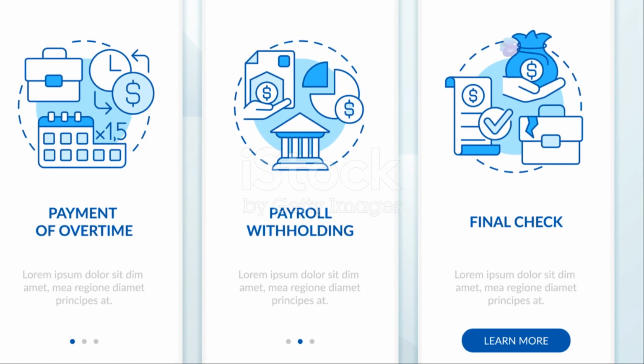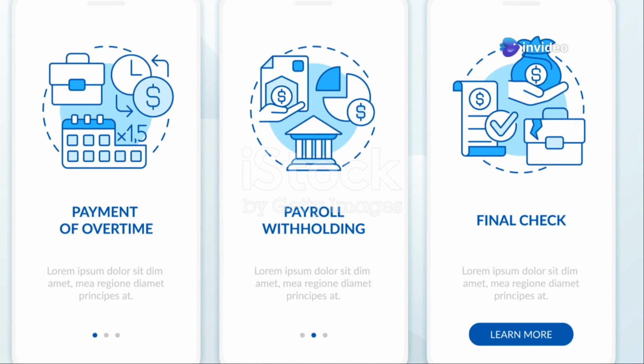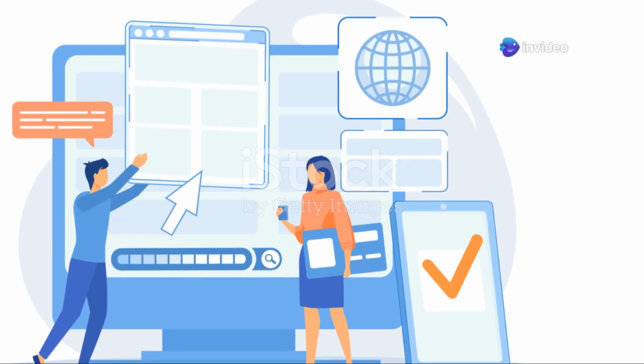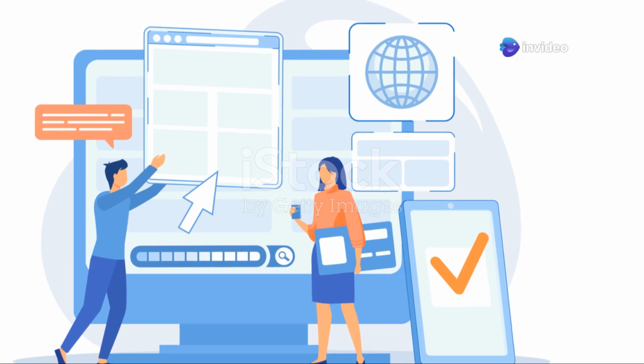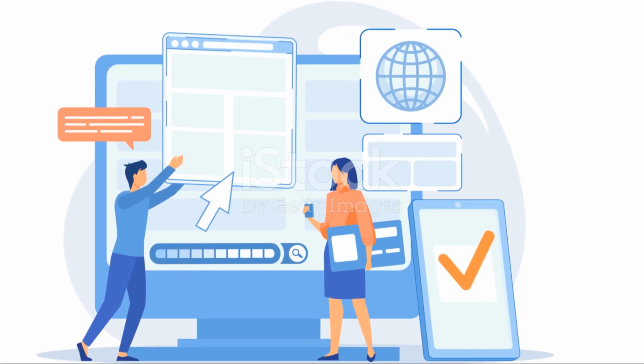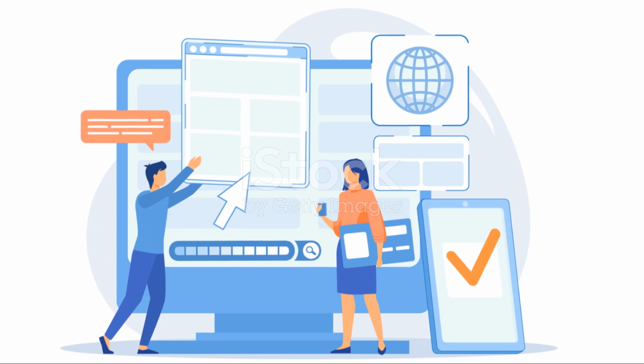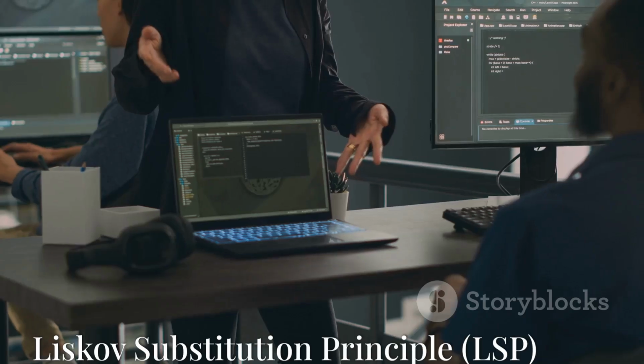The open-closed principle promotes a similar approach in software development. By designing our classes with extensibility in mind, we can easily adapt to changing requirements and add new features without compromising the stability of our code base.